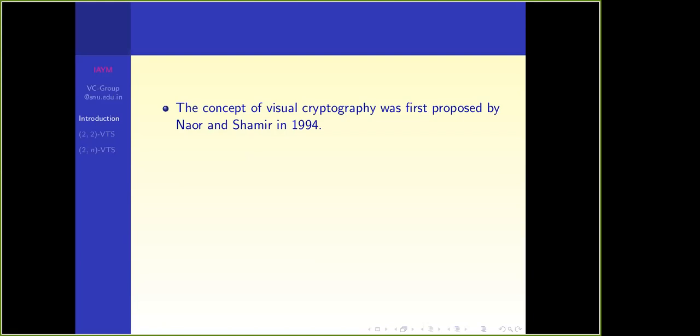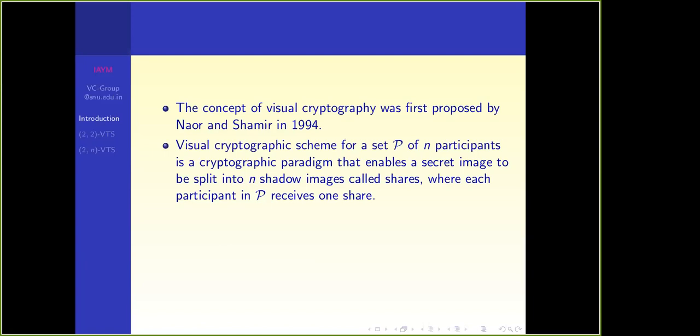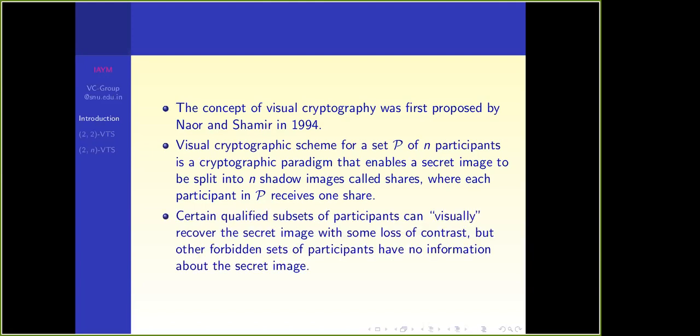I shared that paper with you, but reading the paper may be a little difficult, so that's why I'm giving one layer of it today. The main thing is this: a visual cryptography scheme for a set P of n participants enables a secret image to be split into n shadow images called shares, where each participant in P receives one share. Certain qualified subsets of the participants can visually recover the secret.